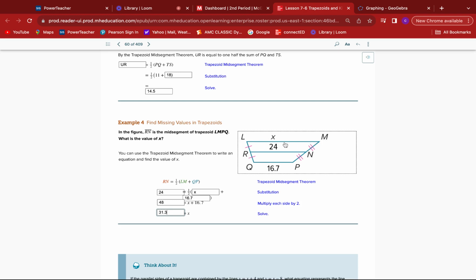And if you want to check this, a good way to check it is to add 31.3 plus the 16.7 and divide by 2. If you get 24, you did it right. If you do not get 24, something's not right. You did something wrong. So maybe you made a silly mistake. Maybe you set the problem up incorrectly, but you need to figure it out.